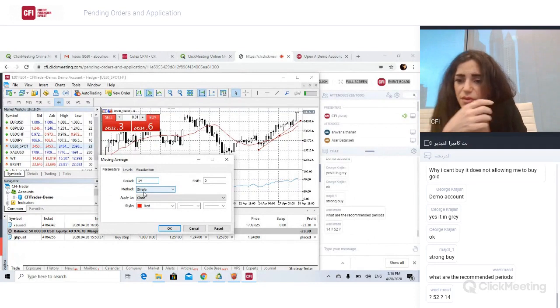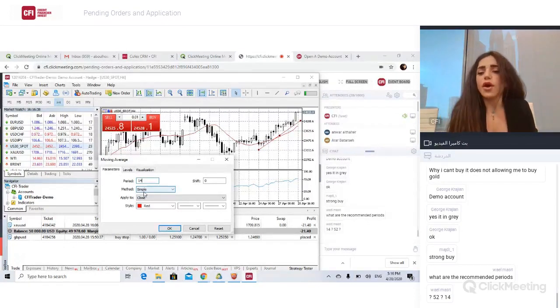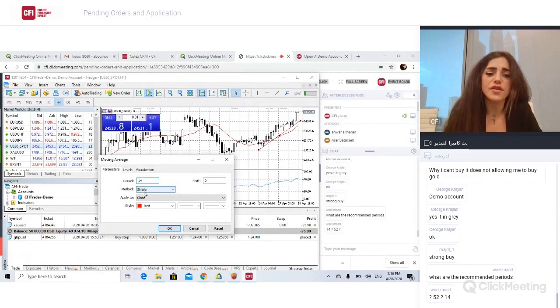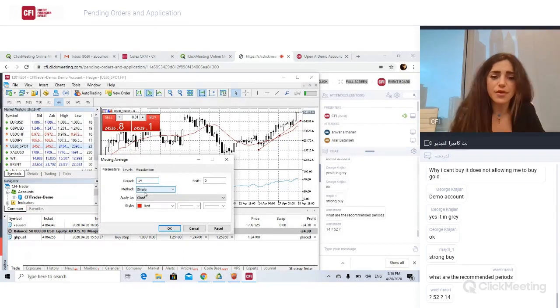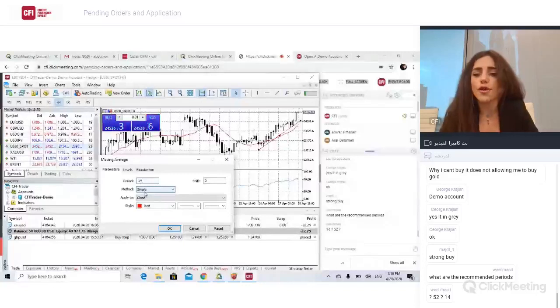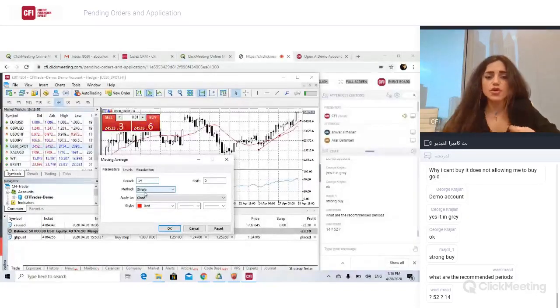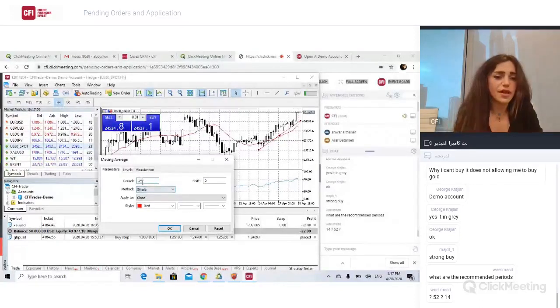What are the recommended periods? What do you mean? Okay, now I understand. In a simple moving average, you can add as many as you want, but I usually keep the default. The default is 14, so keep it as 14. If you're using a 4-hour candle, keep it as 14. If you're using a bigger one, like one day, maybe you can go for 52. So it's up to you. But I usually keep the defaults that are in the system. The default here is 14. I keep it as 14, okay?